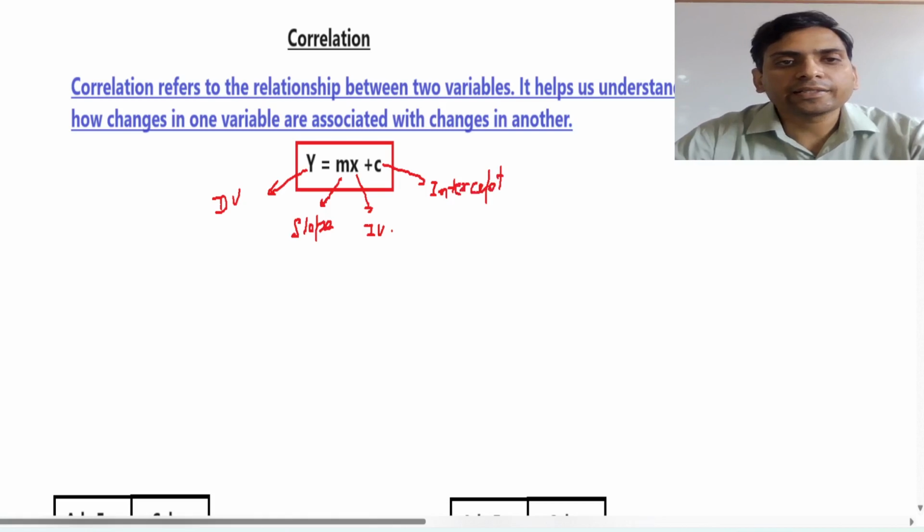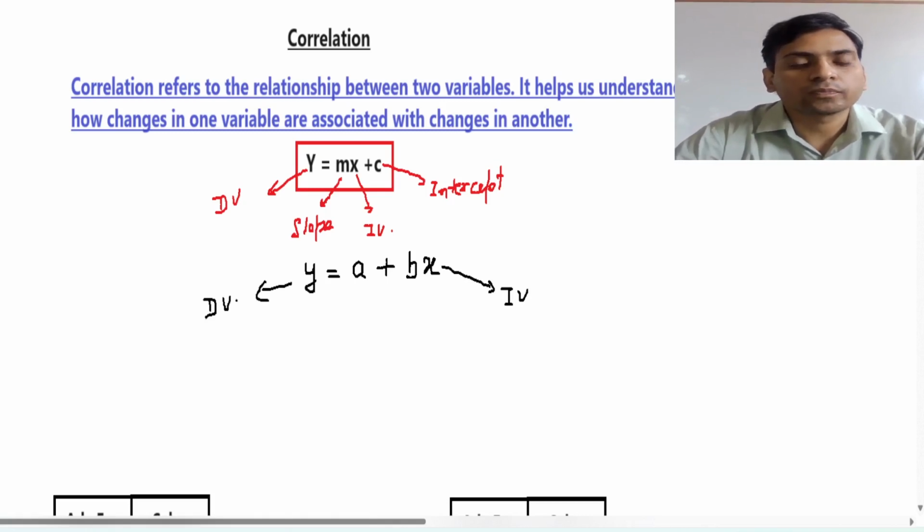And I can write this equation in the form of y equals a plus bx also. This equation is a plus bx. Now in this case, y is considered as the dependent variable, and x is considered as the independent variable, and a and b are constant values.